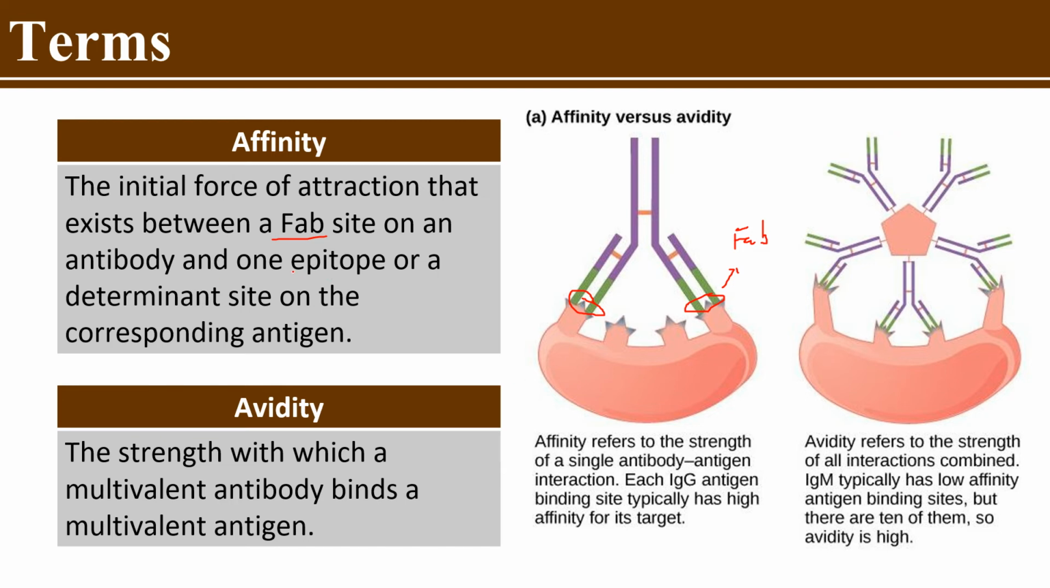Then we also have your epitope or your determinant site. Your epitope, class, is a part of the antigen. It is the determinant site where the Fab would attach to the antigen. So this is your epitope, or the determinant site.